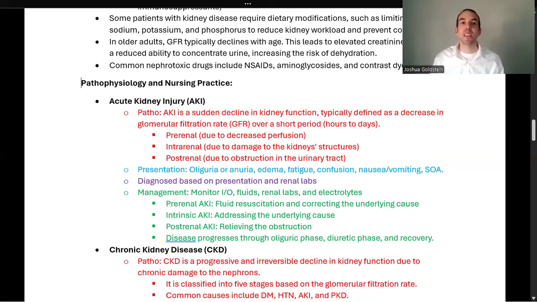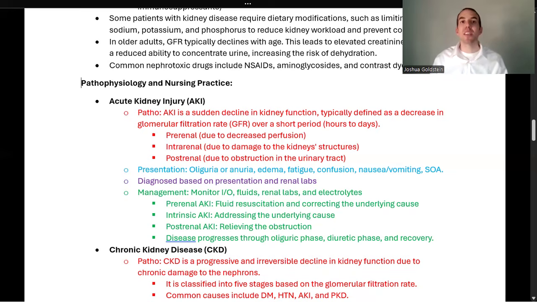Now, there are three ways that this is broken down. AKI is broken down into pre-renal, intra-renal, and post-renal. Pre-renal means it has nothing to do with the kidneys. It's some situation outside the kidneys. Almost always, this is that the patient's in shock, whether it's due to severe dehydration or trauma or whatever it is. If the kidneys are not getting well perfused, they're going to go into pre-renal AKI.